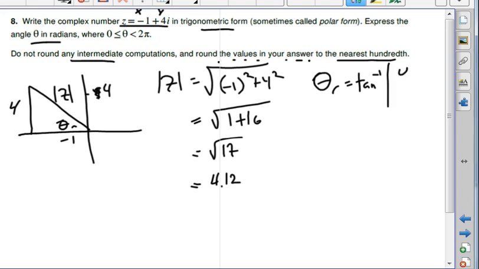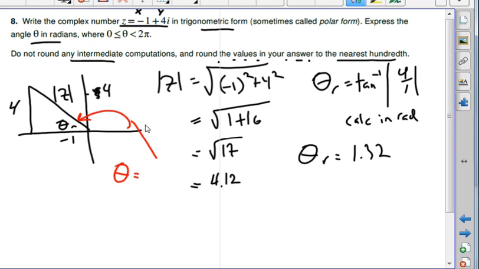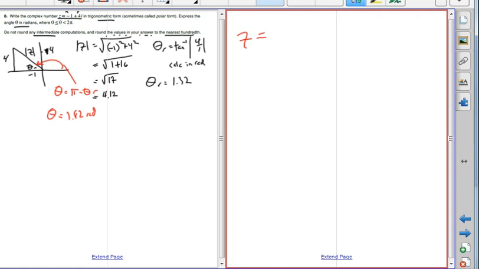Theta ref is inverse tangent of y over x, so 4 over 1. I put my calculator in radian mode here because we have to be in radians, so let's not mess with doing the degrees to radians conversions ourselves. So theta ref is 1.32 in radians. Now theta right here is equal to pi minus theta ref. Pi means 180 degrees, all the way over to this side, and I'm going to subtract theta ref. Using the calculator, that's 1.82 for my angle. So z in polar form is 4.12 cis 1.82.